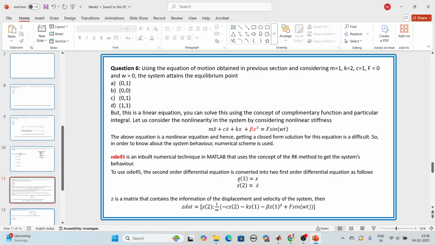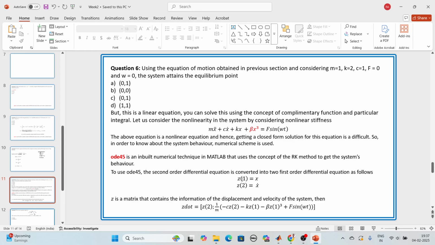So I'll define two variables. First is going to be the displacement and the second one is going to be the velocity. I define z of 1 as x, the displacement, and z of 2 as x dot, which is nothing but velocity. Now I can write the equation of motion. Why? Because now I have two first order differential equations. If you differentiate, z dot of 1 I get as x dot and z dot of 2 I get as x double dot, which I already know.